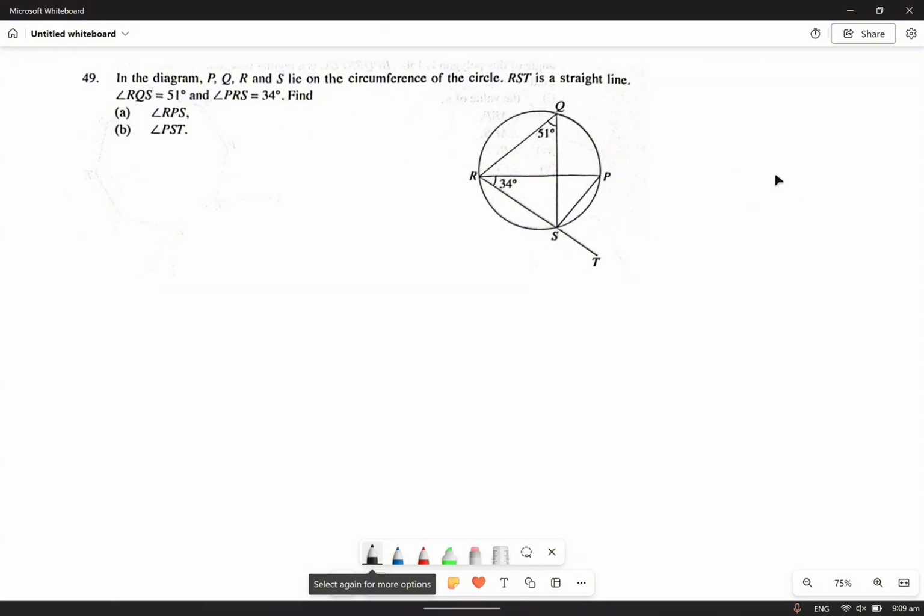Can you see that? Okay, R, S, T is a straight line. Do you agree or disagree? Okay, so let's go to A first. The first thing we want to do is to know what they want us to find. Sophia, you tell me what is it that they want us to find? RPS. Yeah, RPS is this part over here.